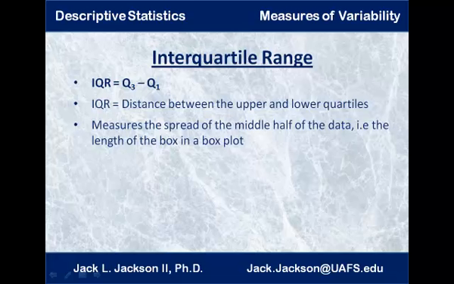The interquartile range is similar to the range. The range was the distance from the minimum to the maximum, how far spread out all the data is. The interquartile range is the distance from Q1 to Q3, from the lower to the upper quartile. So the IQR, for short, interquartile range, is Q3 minus Q1. So it's the distance between the upper and lower quartile values. It measures the spread in the middle half of the data. In other words, it's the length of the box in the box plot.